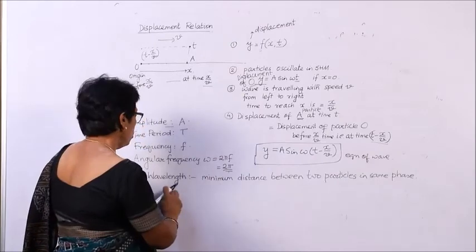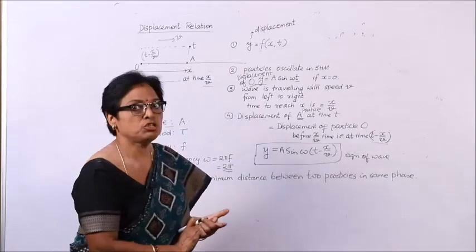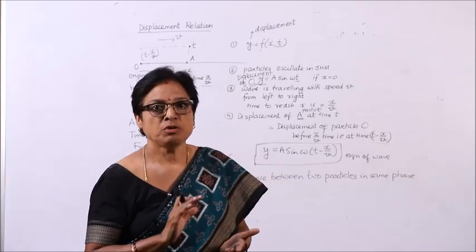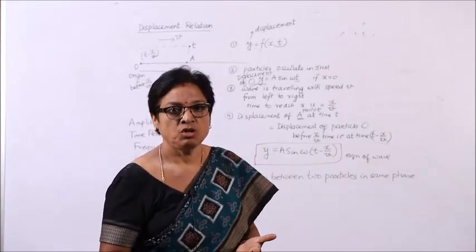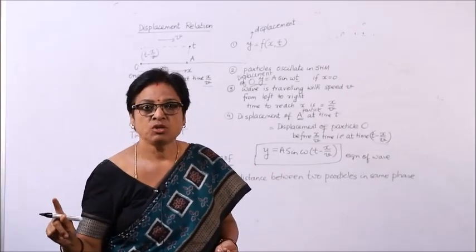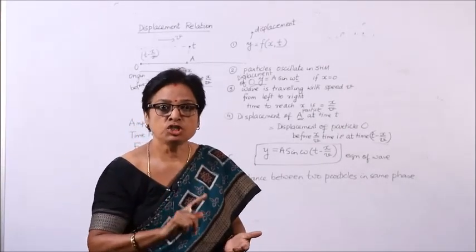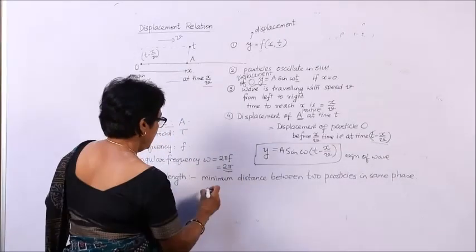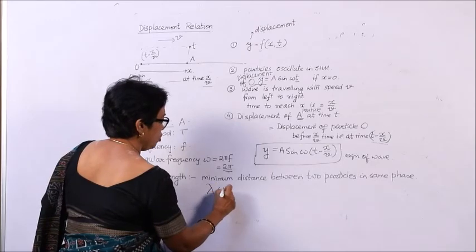I have told you that a transverse wave consists of crests and troughs, a longitudinal wave consists of compressions and rarefactions. So the distance between adjacent crests or consecutive troughs is the wavelength, represented by lambda. This is called lambda.